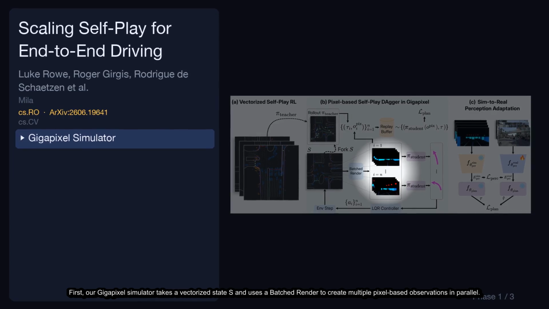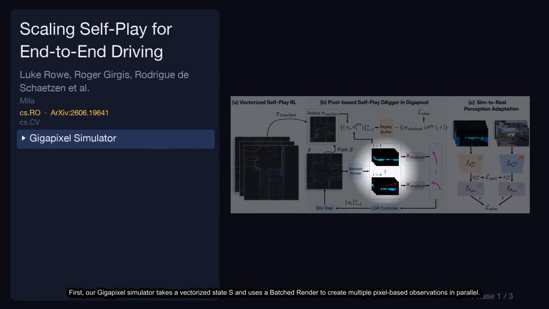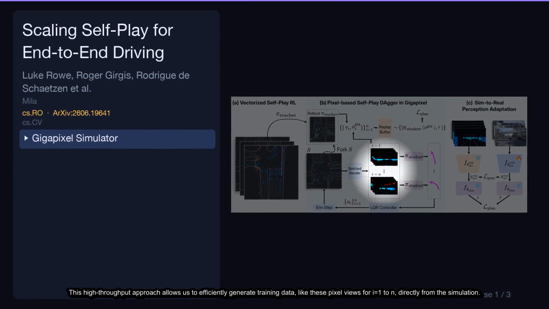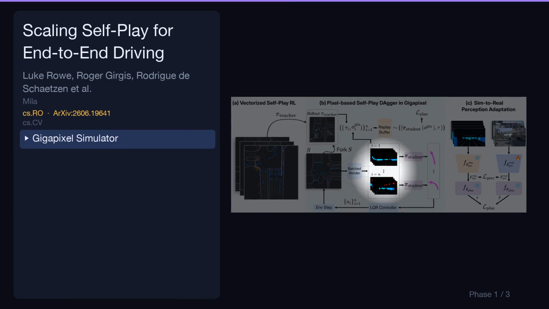First, our gigapixel simulator takes a vectorized state S and uses a batched render to create multiple pixel-based observations in parallel. This high-throughput approach allows us to efficiently generate training data, like these pixel views for i equals 1 to n, directly from a simulation.